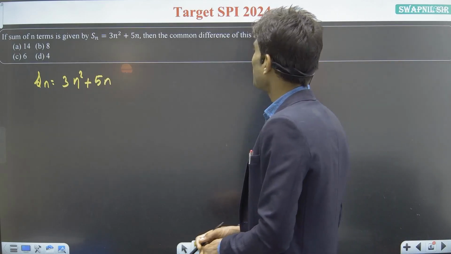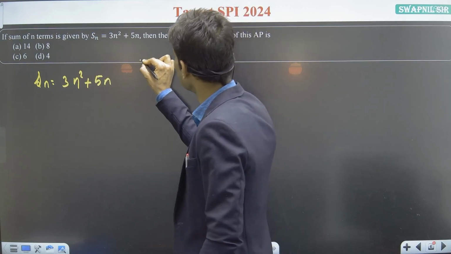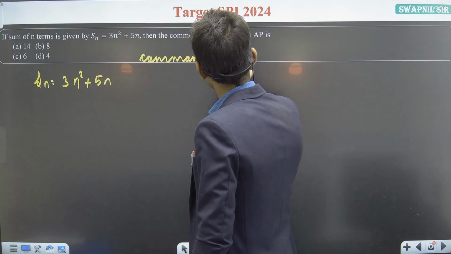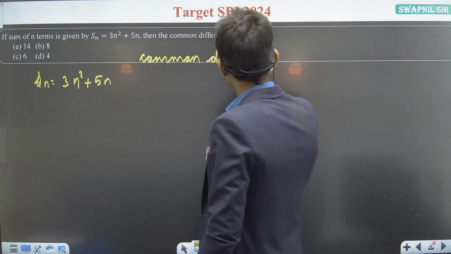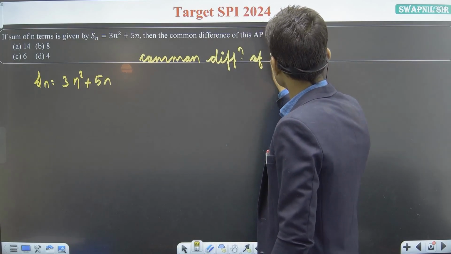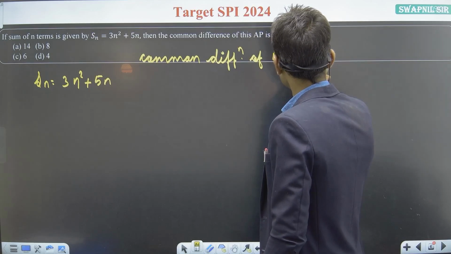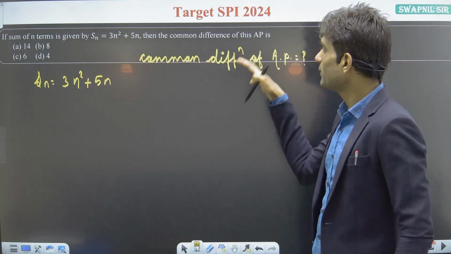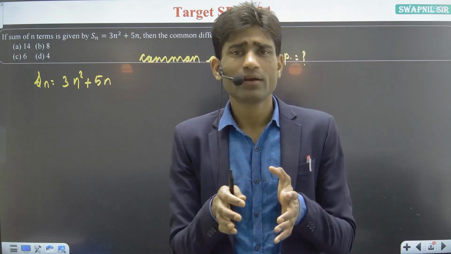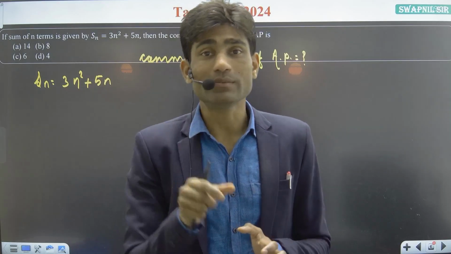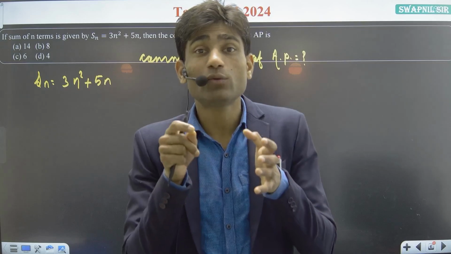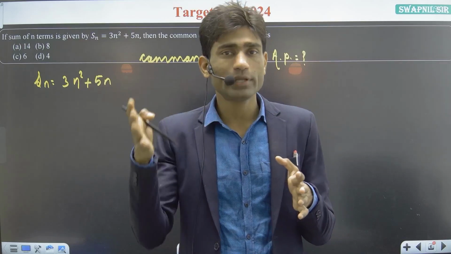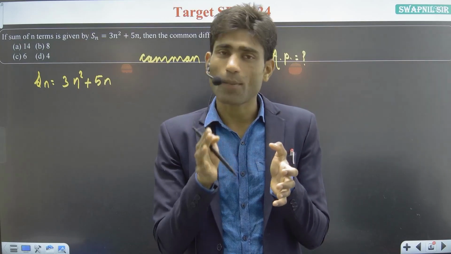Then we want the common difference of the arithmetic progression. Always remember that when we have to find the common difference, we first have to find the terms. If you know the first term, second term, third term, fourth term, fifth term, then it is easier to find the common difference between these terms.